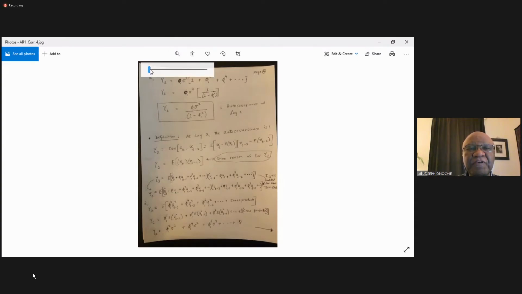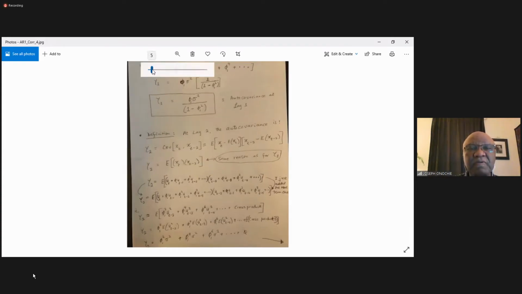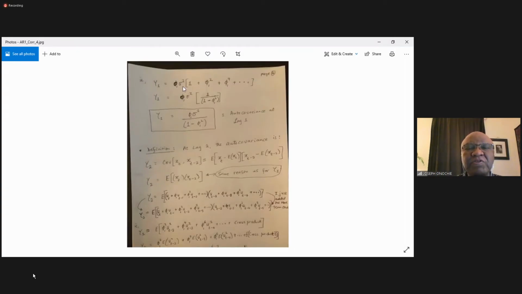So from the previous page, I want to simplify a little bit further. I bring out phi 1 and sigma 1 squared, and I have 1 here. I have sigma 1 squared, I have sigma 1 to the fourth, and so on and so forth, okay?